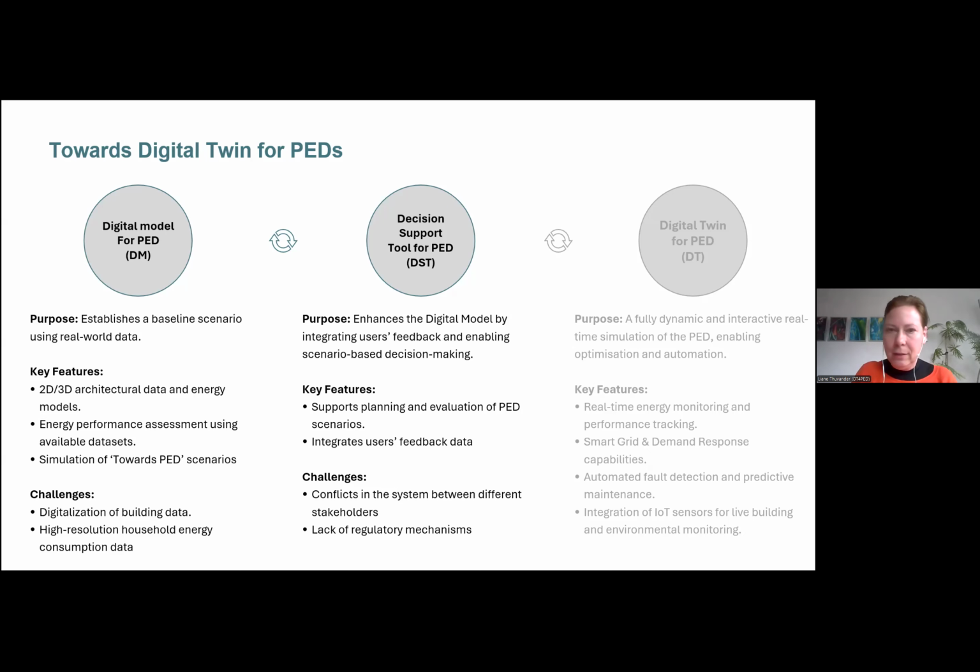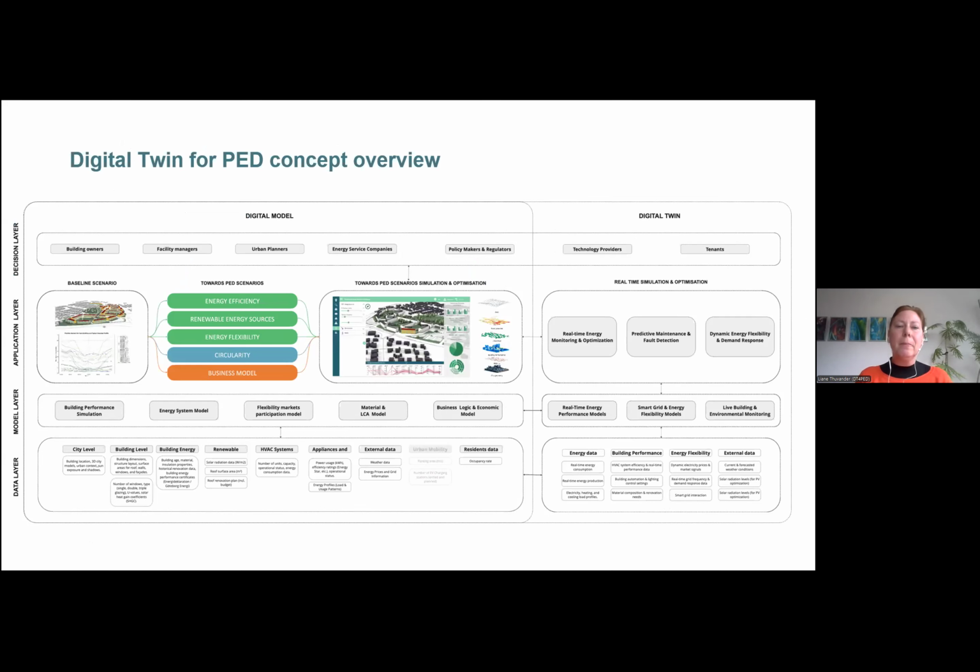I will take you to the next slide here, which is the same but a little bit different. So we have the 4 layers also in our modeling. We have the decision layer, and in our project we focus on building owners, the facility managers, urban planners, energy service companies, and policymakers, regulators. And citizens can be addressed through communication, but the main target group are those ones, the decision makers.